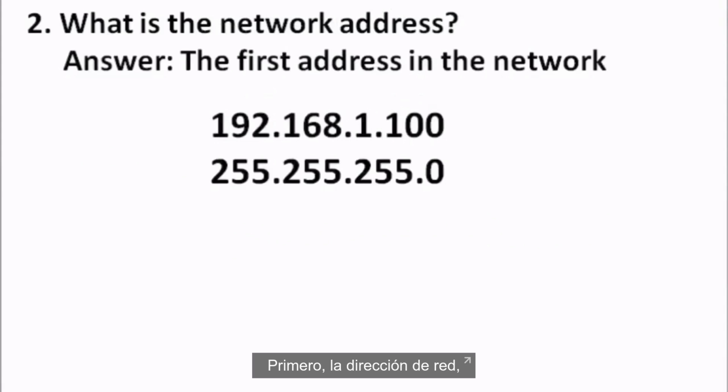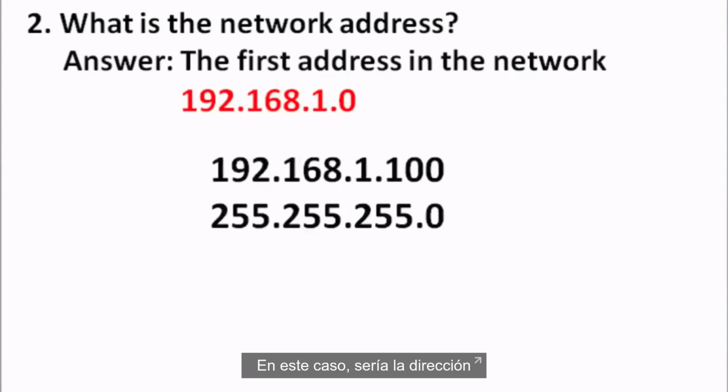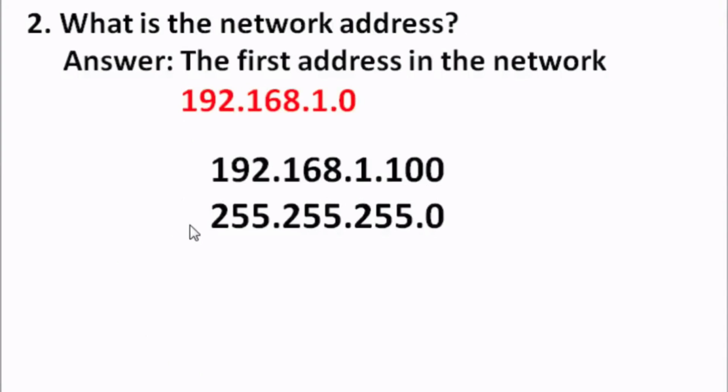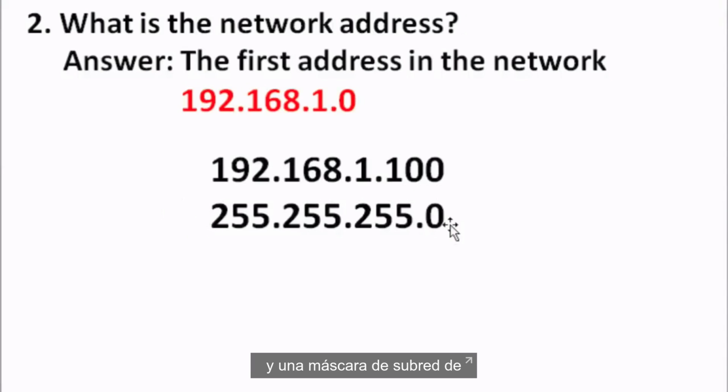First off, the network address, to put a simple answer on it, is the first address in the network. So in this case, that would be the address 192.168.1.0. Now you might have assumed correctly that this is the network address, given a classful Class C IP address like 192.168.1.100 and a classful subnet mask of 255.255.255.0, and you would be correct.